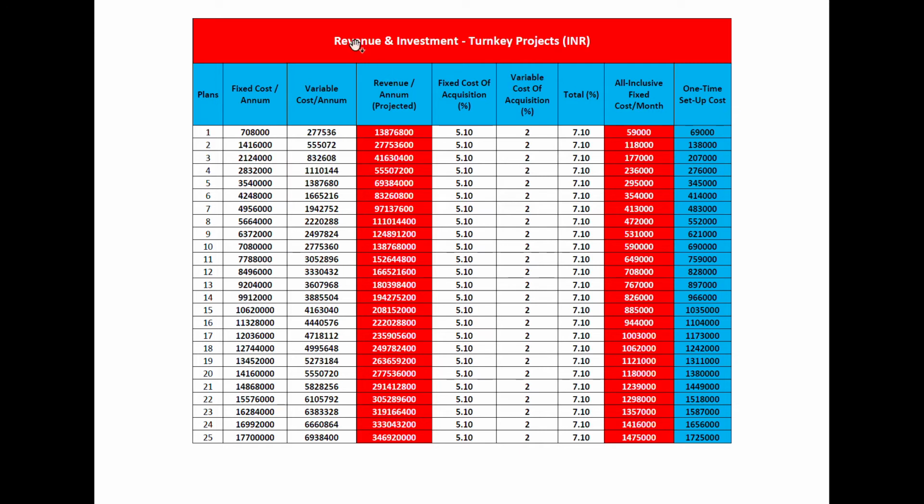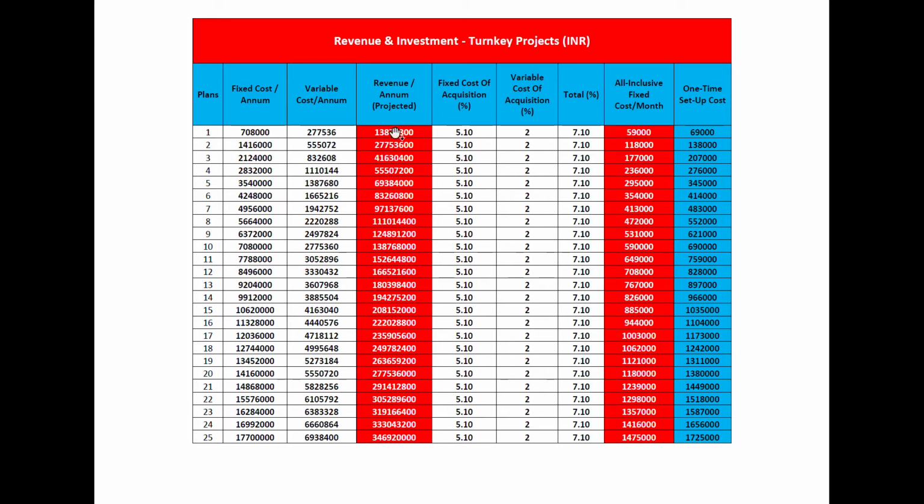This is a typical revenue and investment model for turnkey projects. That means that the entire project is awarded to you on a turnkey basis. Here, if you notice, your expenses, both the fixed and the variable, are more or less a fixed percentage of your total revenue that you generate per annum. Okay, so let's have a look.